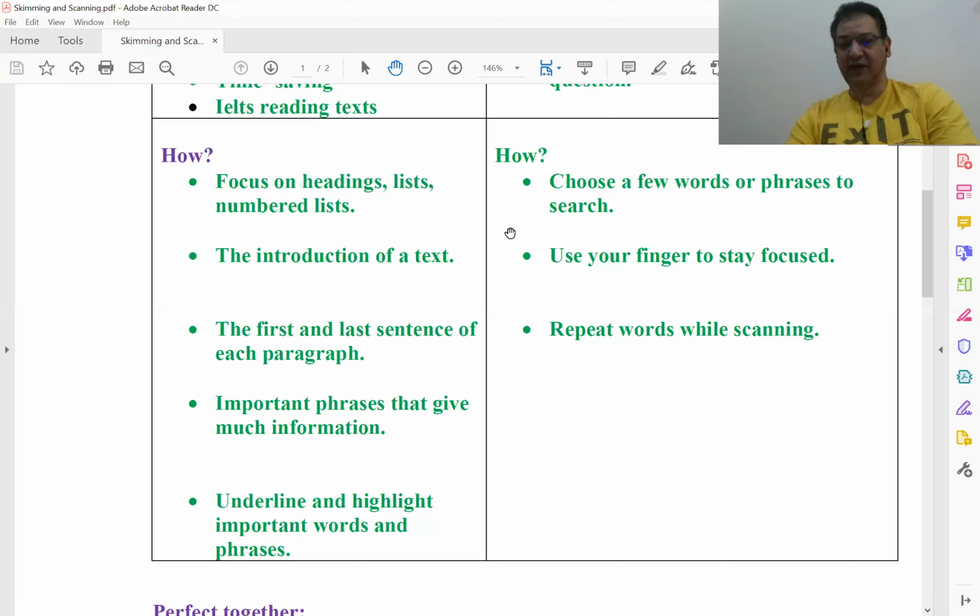You can use your finger to stay focused. That's okay, this is a technique. Use your fingers so you can stay focused. Also, repeat the words while scanning.